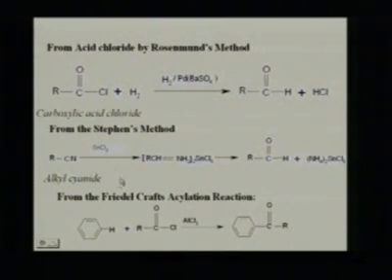And it can also be prepared using the Stephen's method. In the Stephen's method, we use alkyl cyanide and SnCl2. This gives the aldehyde. And aldehydes and ketones can also be prepared from the Friedel-Crafts acylation reactions. In this, benzene is acylated using aluminum chloride, and we will get the ketone.